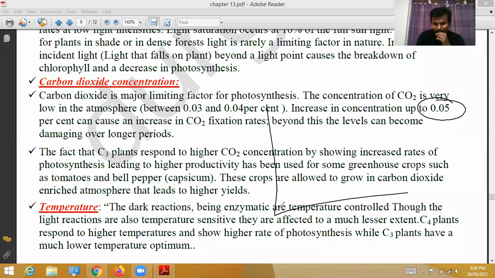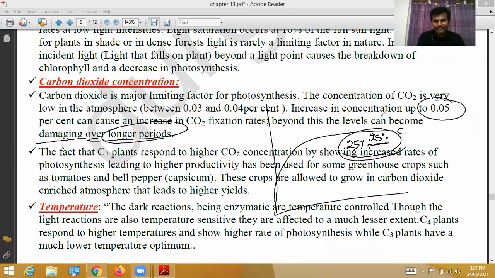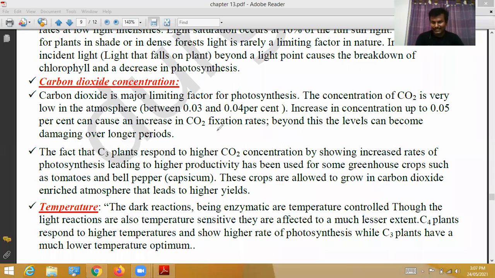In the third experiment, experiment C, the maximum is 25 degrees centigrade light and 25% carbon dioxide. Beyond this, if it is increased, the level can become damaging over long periods. With short-duration exposure nothing happens, but chronic exposure to an excess amount of carbon dioxide leads to damage to photosynthesis.